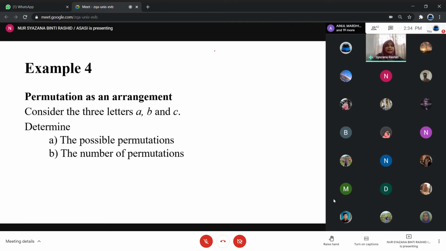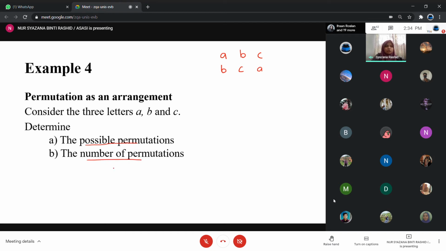So for example, I can arrange this like this. A, B, C dalam satu baris. So starting A, last with C. Or I can arrange them B, C, A. So starting B, last with A. Okay, determine the possible permutation and the number of permutation.